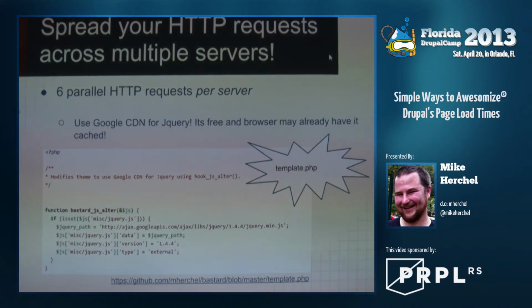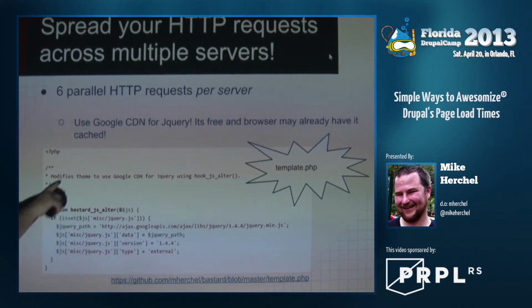All right, spread your HTTP requests across multiple servers. This is something that IE8 supports and everybody else supports. So, if you're using a CDN, it can do 8 parallel HTTP requests from your server, and meanwhile do the one from the other server. And so you got 7. That's an improvement. This is just like a little thing.